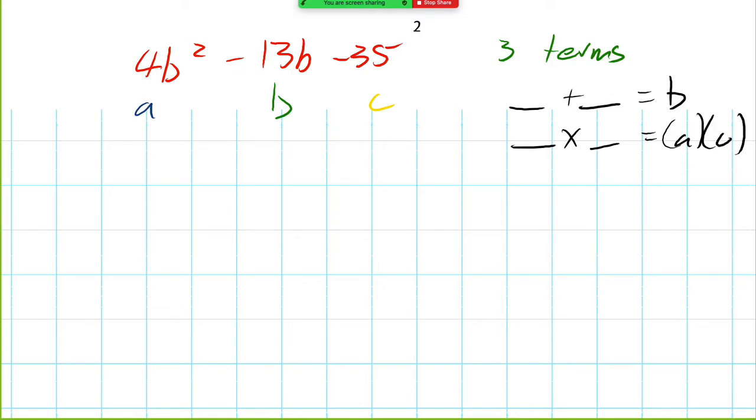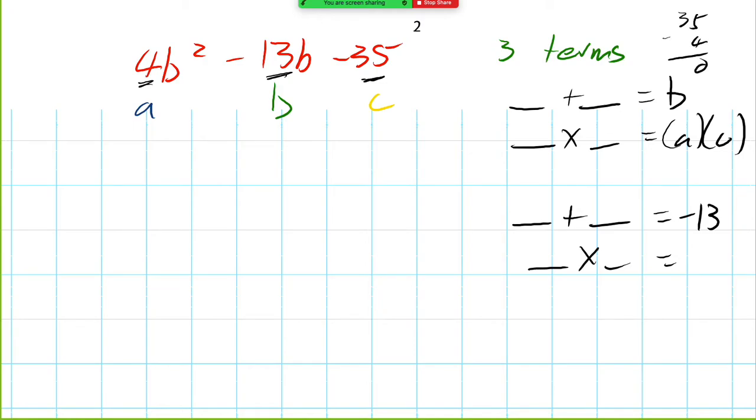So in our case here, the B term is negative 13. So we need 2 values that add to negative 13. But the same 2 values also need to multiply to 4 times negative 35. So we're going to get a negative value. Let's quickly see what this becomes. 140 it looks like. So we're going to have negative 140 when we do this.